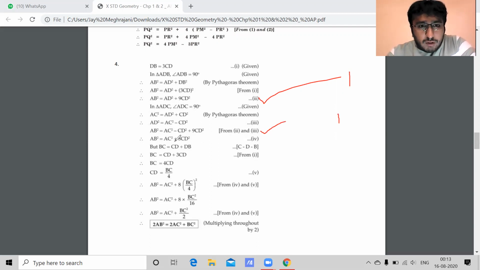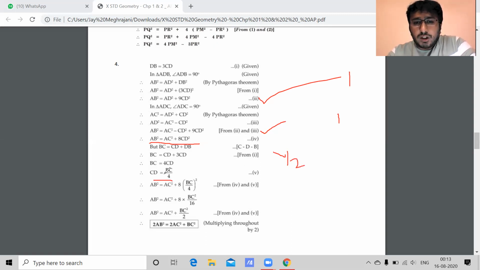Now students, we have got AB square is equal to AC square plus 8CD square. We know that BC is made of two parts, that is CD plus BD. We are going to substitute the values and we are going to solve. So we get CD is equal to BC upon 4. If you have done the sum correctly till here, you get half marks.